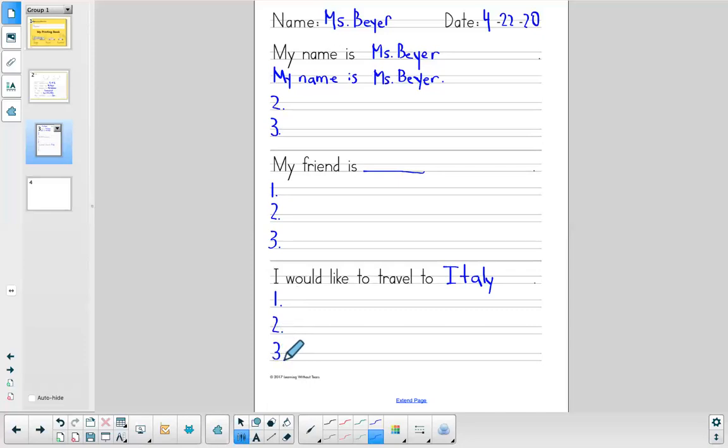Give me a big thumbs up if you understand what we're doing, first graders. Wonderful. We are copying each full sentence 3 times below it in our absolute neatest handwriting. Then when we're done, we will upload it to Google Classroom.